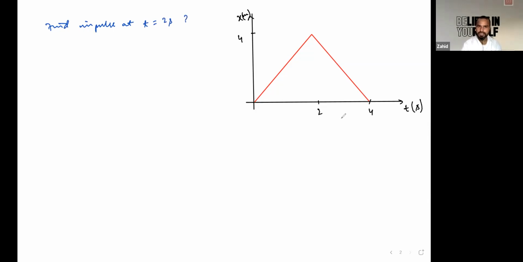Impulse is nothing but change in linear momentum. So for the change in linear momentum, you must define two different velocities around 2 seconds. But from this curve, we have just one point. So how to define two different velocities so that you can calculate impulse? For this, I'm giving you one relation.